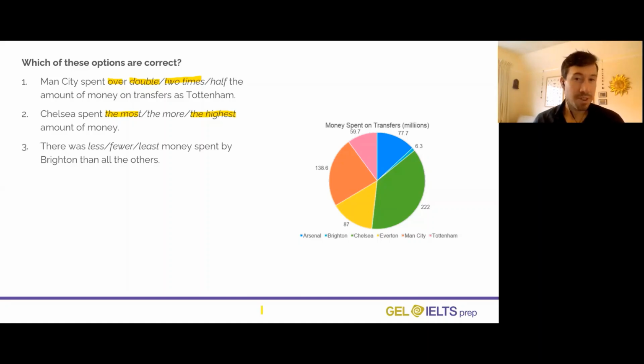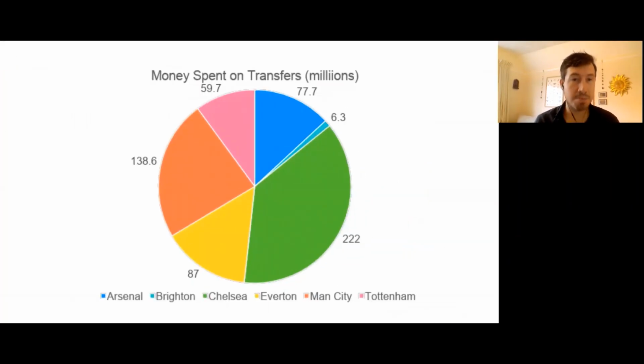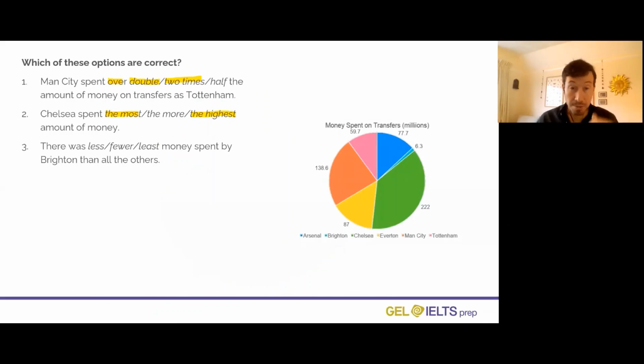Okay, well, if we zoom in, it says there was less, fewer, or least money spent by Brighton than the others. We can see Brighton is this 6.3. So yes, it's the smallest one. But the correct answer would be there was less money spent by Brighton than all the others. So we can't use fewer. Fewer with money doesn't work because money is an uncountable noun. So when we're talking about uncountable nouns, we'd use the comparative less, so less money.